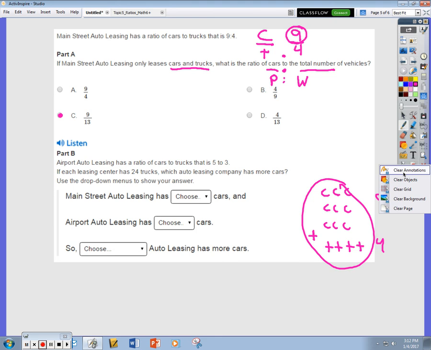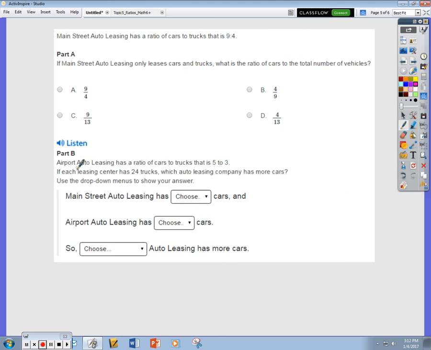Okay? Let's take a look at the next part of this question. We have a part B. Airport Auto Leasing. So we have Main Street and we have Airport. Now again, going back to Main Street, the ratio of cars to trucks was 9 to 4. Here, Airport Auto Leasing has a ratio of cars to trucks of 5 to 3. If each leasing center has 24 trucks, oh, wait a minute, what number is what now? Top term is cars, bottom term is trucks.